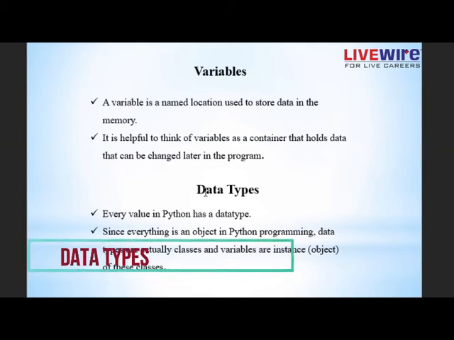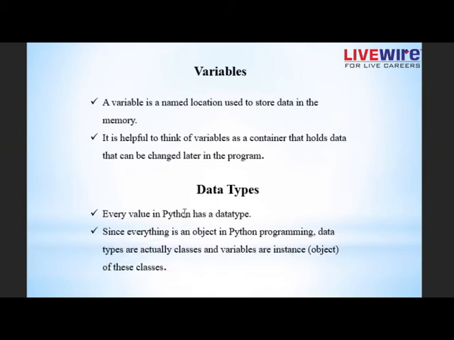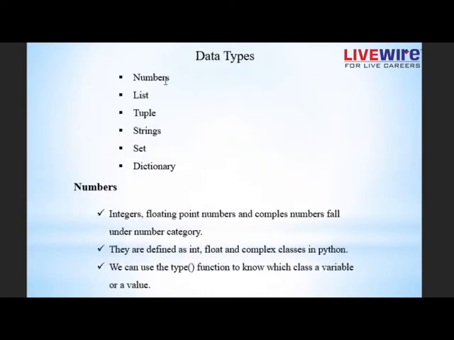Now we'll move on to data types. Every value in Python has a separate data type. There are six basic data types we are going to see: numbers, list, tuple, strings, set and dictionary. First we are going to see numbers.